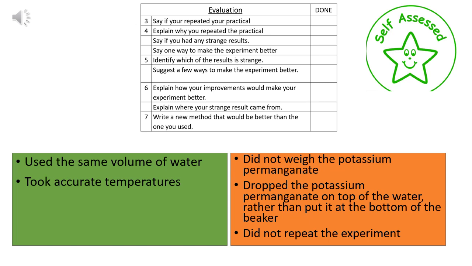I didn't repeat the experiment. That's a big no-no in science. You should always try to repeat your experiments and maybe take an average result from all the data that you get. So, pause it here, use the checklist, mark your evaluation. If you didn't get top marks but you'd like to go for them, have a little go now. If you want to go for a grade 7, you should be suggesting things that you could do in future experiments that would make it better. So writing a new method and improving it.